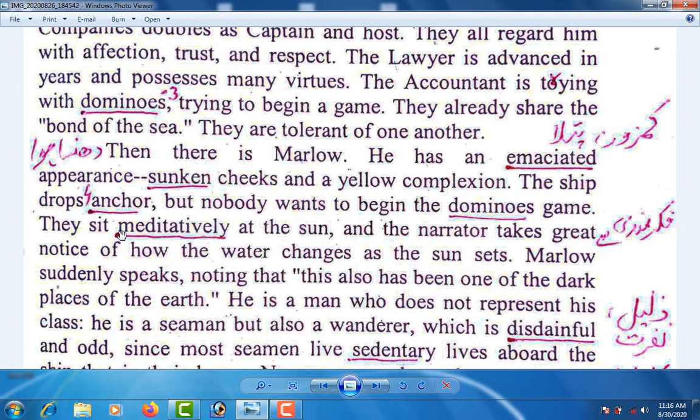The ship drops anchor, but nobody wants to begin the dominoes game. They sit meditatively at the sun, and the narrator takes great notice of how the water changes as the sun sets. Marlow suddenly speaks, noting that this also has been one of the dark places of the earth.